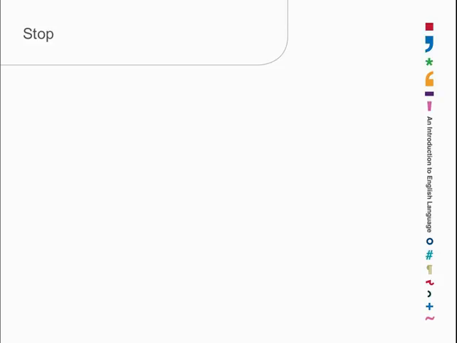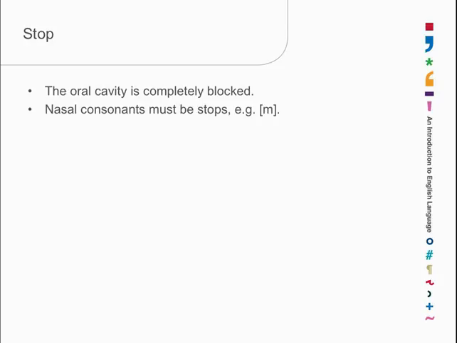For all stops, the oral cavity is completely blocked. Well, nasal consonants must therefore be stops, because in order for the sound to go right out of your nose and not out of your mouth, you've got to block your mouth. Well, when you block your mouth at the lips, you get a sound. How can you tell whether it's a nasal sound or not?